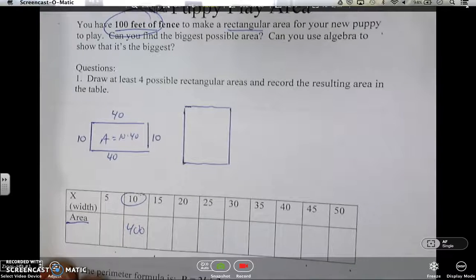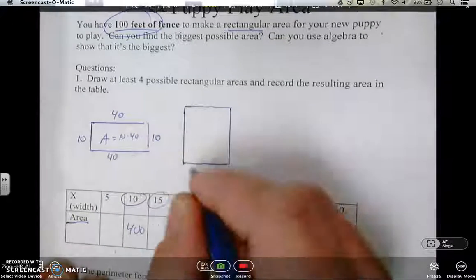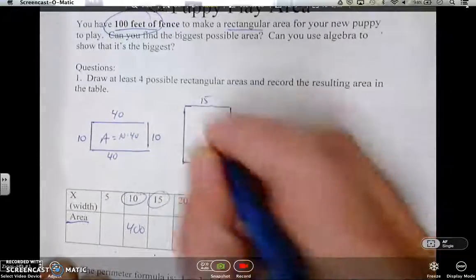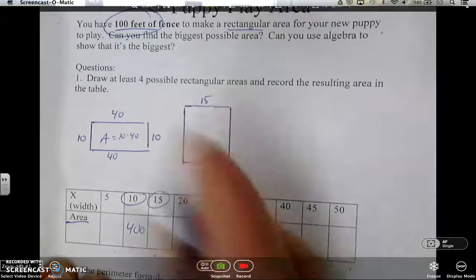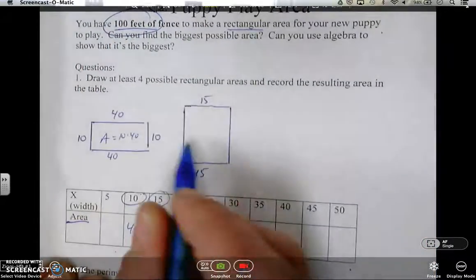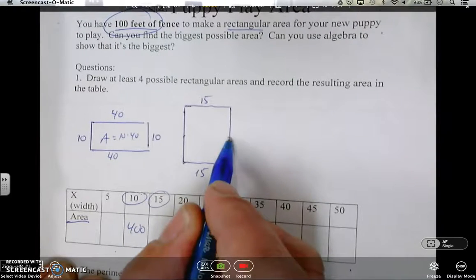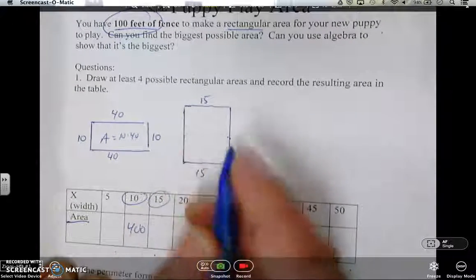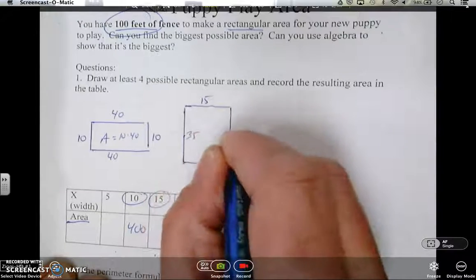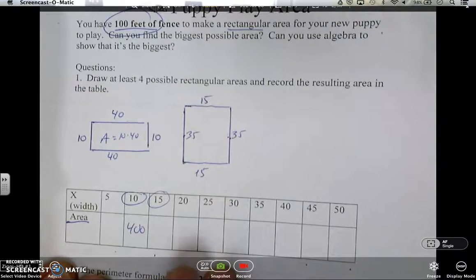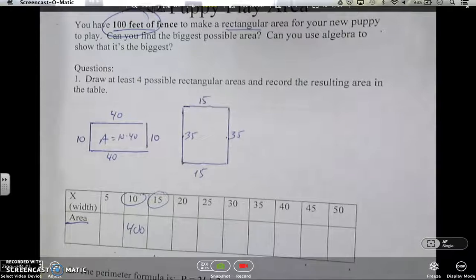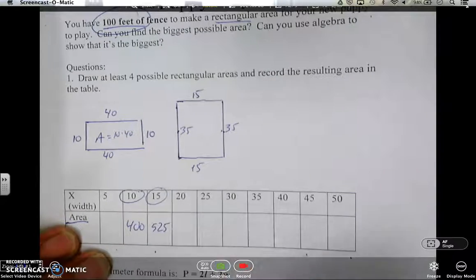Now let's do one of the other ones. 15, for example, 15 and 15. Well, that's used up a total of 30 out of the 100. So that leaves us 70 for these two parts total. If you take 70 divided by 2, you'll get 35 for this side and 35 for that side. So then the area for that, we've got to do 35 times 15. And then just continue like that.